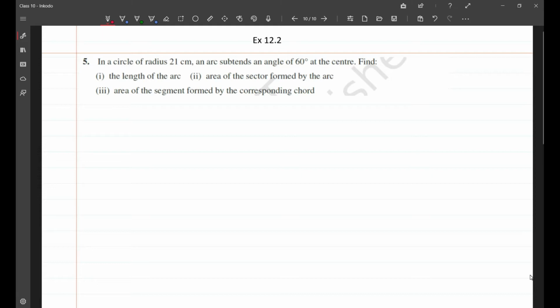Hello everyone, let's see question number 5 from exercise number 12.2. In a circle of radius 21 centimeter, an arc subtends an angle of 60 degree at the center. Find the length of arc, area of the sector formed by arc, and third part is area of the segment formed by the corresponding chord. Let's draw the figure according to the question.